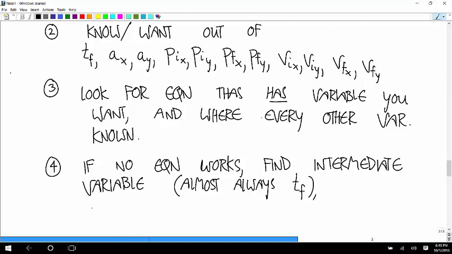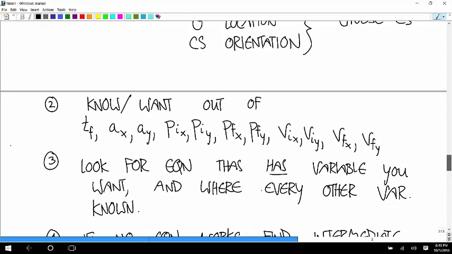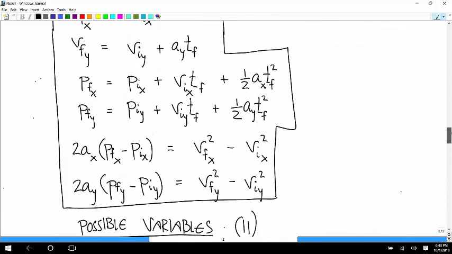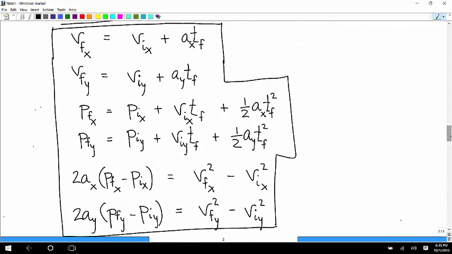And then go back to step 2. Okay, so why is it that it's almost always going to be time final that you're going to look for in 2 dimensions? The answer is, if you look at these equations, look at each pair of equations, like matching equations.